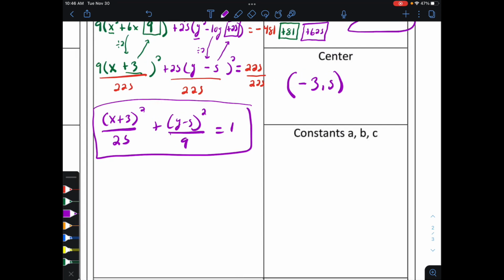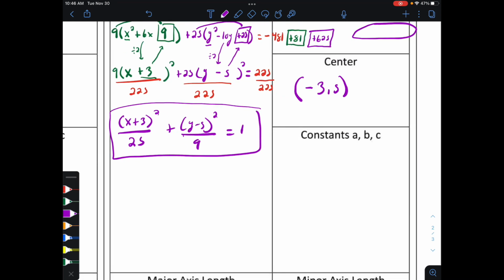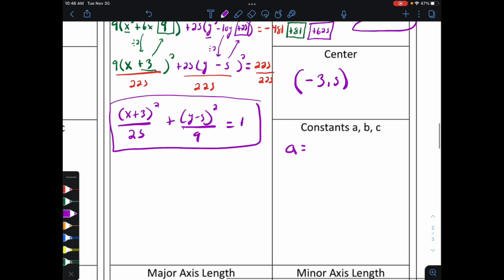All right, constants. The larger denominator is a squared. So the square root of 25 is a, so a is 5. b is the square root of the smaller denominator, so b is 3. I need to solve for c. The Pythagorean relation for the ellipse is a squared equals b squared plus c squared. So I got 5 squared equals 3 squared plus c squared. c would have to be 4. So I got all of my constants.